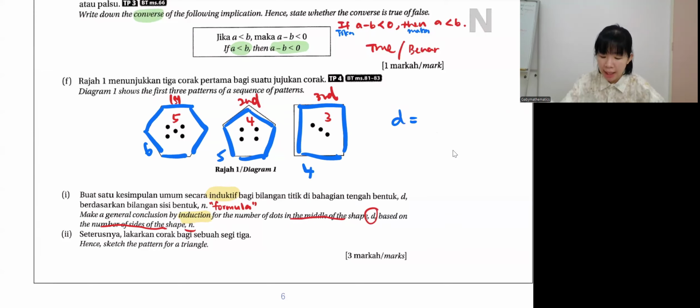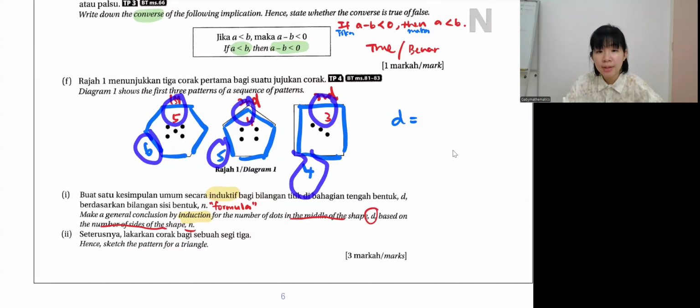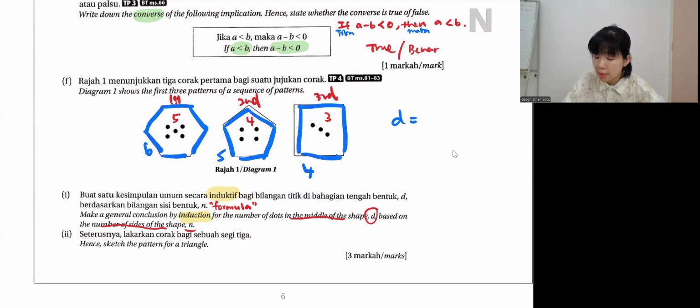So you see the dots and the side is always minus 1, isn't it? This one 6, this one 5. This one 5, this one 4. This one 4, then this one, the dots 3. So meaning dots is always N minus 1. Agree or not? Whatever side it is, minus 1 is the number of dots already.